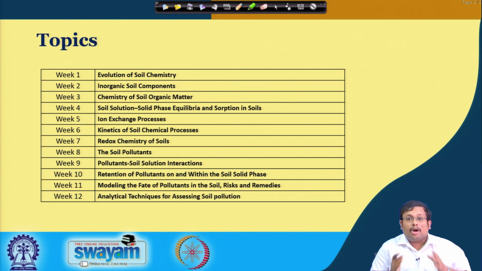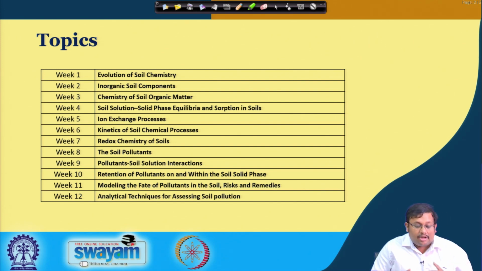In the first week, we will be talking about the evolution of soil chemistry. In week 2, we will be talking about inorganic soil components in detail, like different primary minerals, secondary minerals and their structure. In the third week, we will be talking about the chemistry of soil organic matter. In the fourth week, we will be talking about soil solution and solid phase equilibria and sorption in soils. In week 5, we will be talking about ion exchange processes. Week 6, we will be talking about kinetics of soil chemical processes.